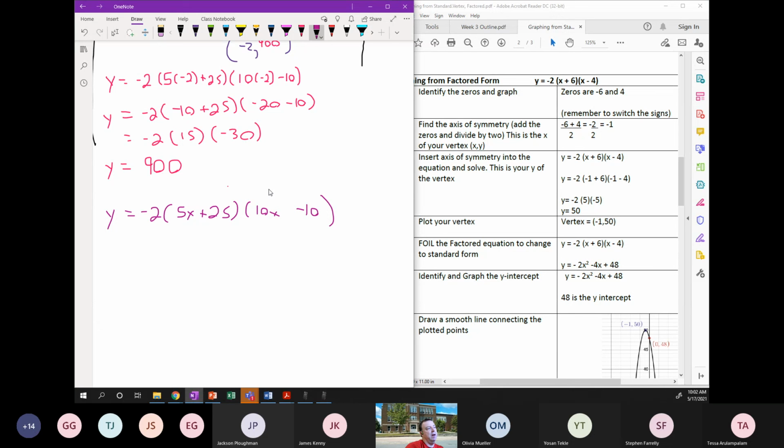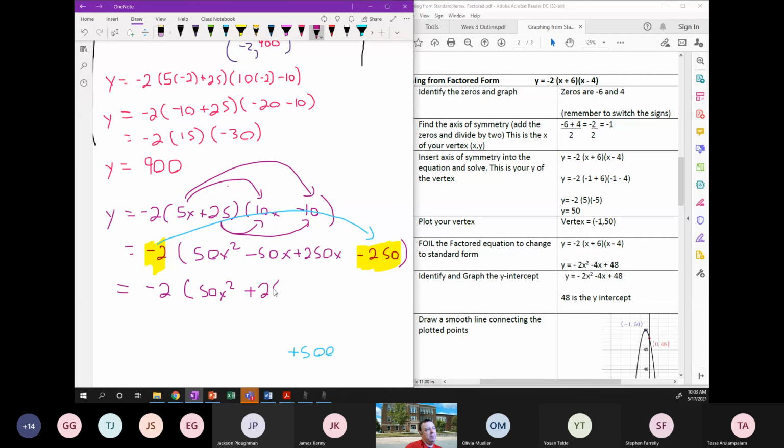Now, I can tell you something that would make you real smart right away, because the only number we're really worried about is this number times this number. So if you're really smart, you just say, I don't really care about those other numbers, and just multiply those two together to get plus 500. You wouldn't even have to FOIL the rest of it. But for quality control, it's always good to do it. So 50x squared, that's going to be plus 250x, minus 250.